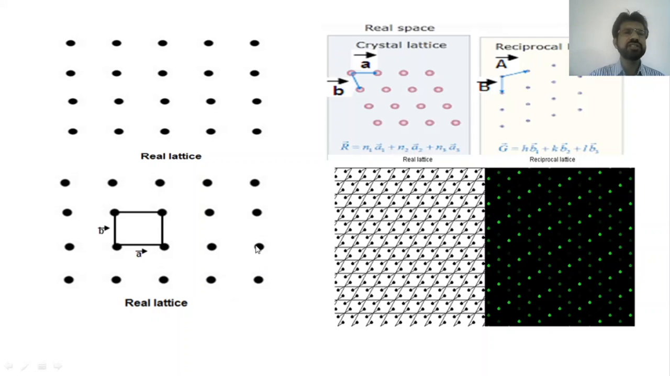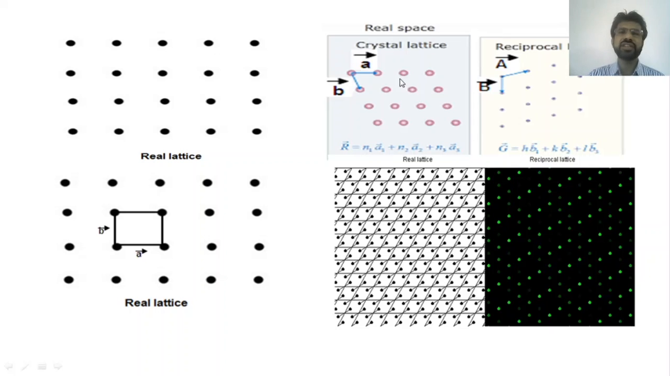Now see here, this is the two-dimensional lattice, and here by using the translations, by using the primitive translation vectors, we can obtain the square array. Now this picture shows the crystal lattice. So if we take the reciprocal of this real lattice, then the picture will be like this. Now these are the photographs of the real lattice and the reciprocal lattice.